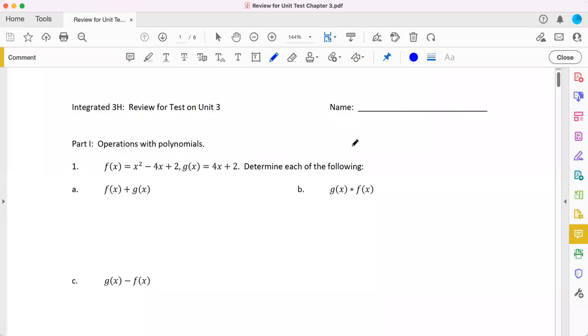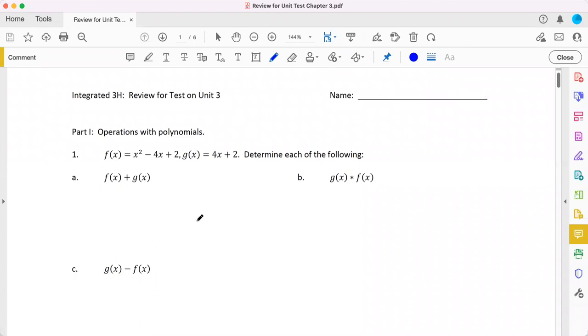Is this about to happen? Am I about to do every other problem on this test review to help you out? Yeah, I think so. Oh, man, we learned so much in Unit 3.